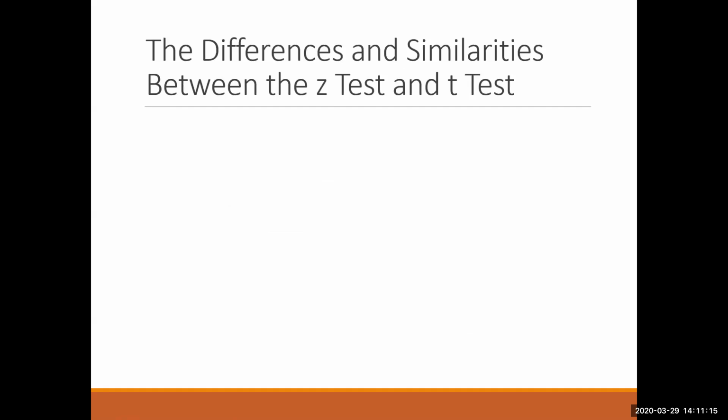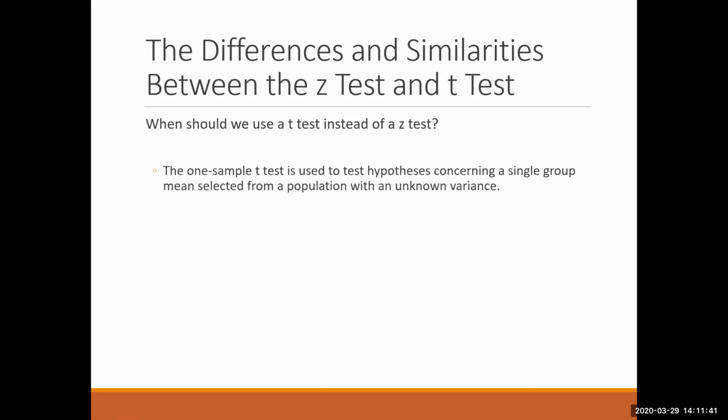First of all, we need to talk about the differences and the similarities between the z-test and the t-test. Now, one of the questions that you're going to need to address is, when given scenarios of research studies, when should you use a t-test instead of a z-test? So what are those characteristics to look for? Well, the one sample t-test is used to test hypotheses concerning a single group mean selected from a population with unknown variance. So let me just emphasize, an unknown variance.